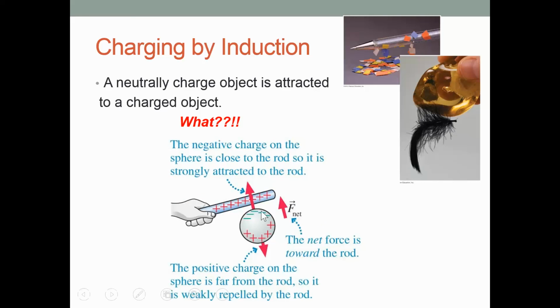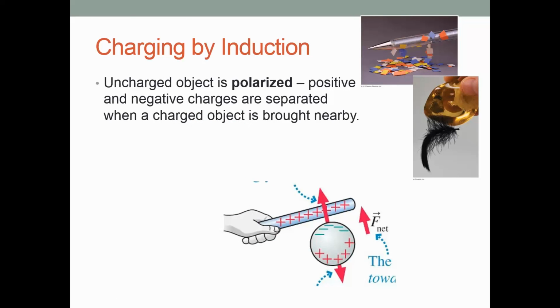The result is we have an overall net force towards the object, and that's because the pushing away force is further away. Since it's further away, it doesn't have as large of a force. We're going to talk about that more later, but overall, we end up with a net force pulling it towards the positively charged rod. When we do this with a neutral object and make it have a negative charge on one side and a positive charge on the other, this is called polarization. So the uncharged object is polarized. The positive and negative charges are separated when a charged object is brought nearby.